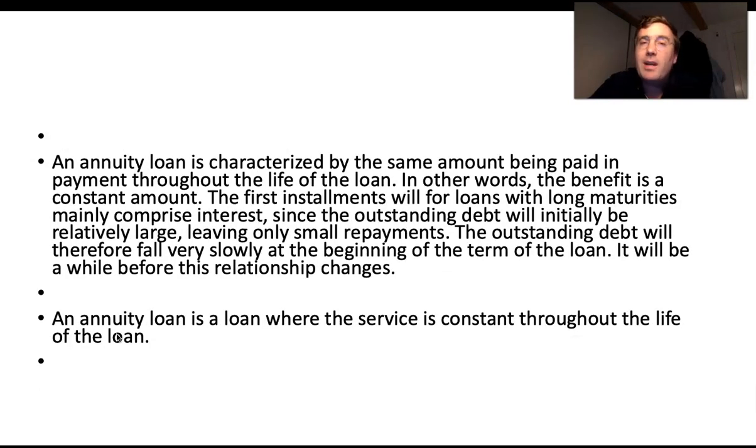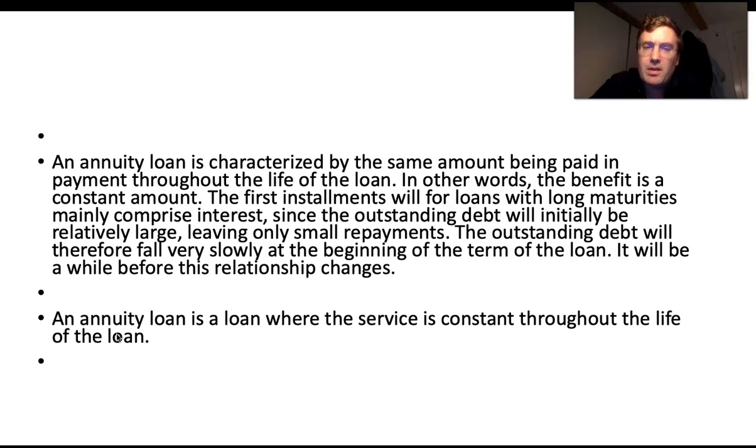An annuity loan is characterized by the same amount being paid in benefit throughout the life of the loan. In other words, the benefit is the constant amount. The first installments for loans with long maturities mainly comprise interest, since the outstanding debt will initially be relatively large, leaving only small repayments. The outstanding debt will therefore fall very slowly at the beginning of the term of the loan. It will be a while before the relationship changes.